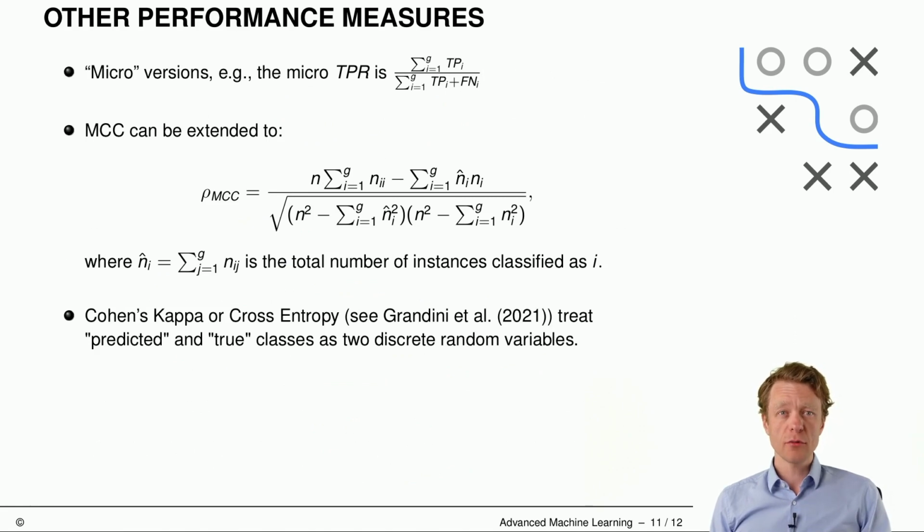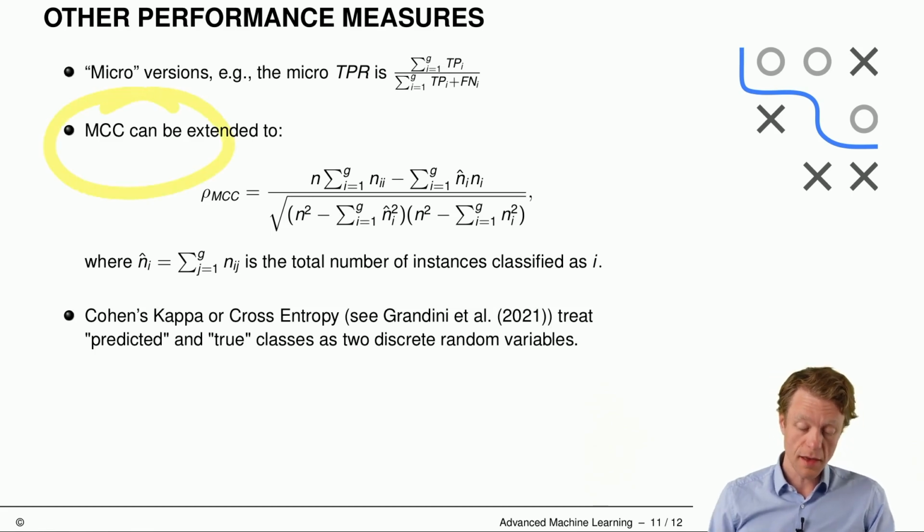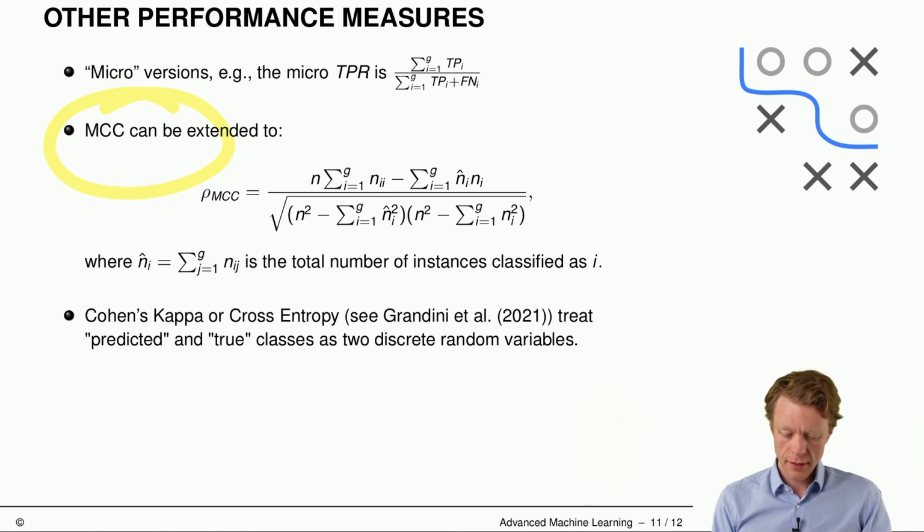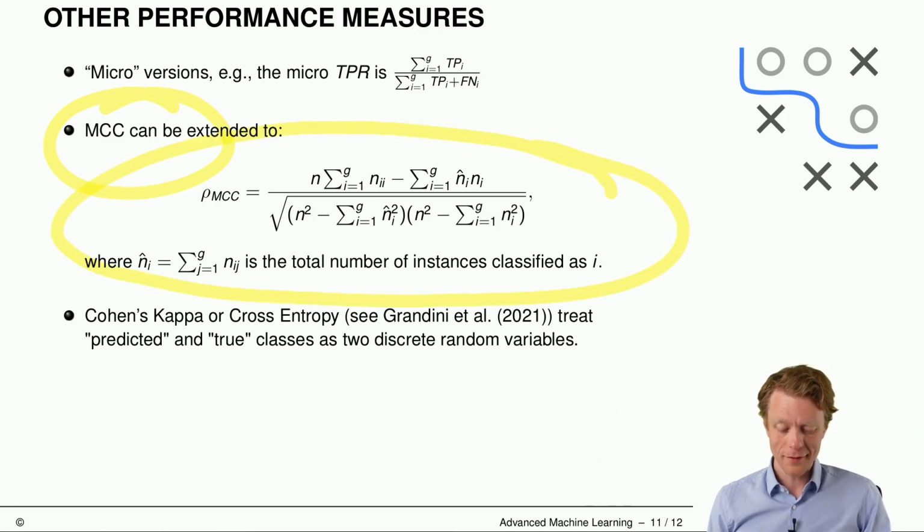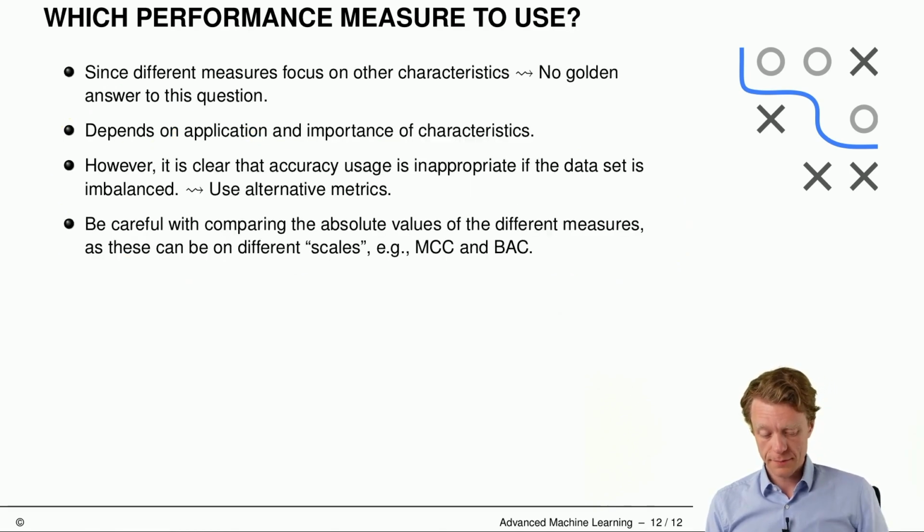Okay, some last performance measures here for a multi-class case. We also have micro versions. So for example, the micro true positive rate is the sum of true positives over all the classes divided by the sum of true positives and false negatives over all the classes. And the Matthews correlation coefficient can be extended to this rather larger formula here, where ni hat is the total number of instances classified as i. Then we have Cohen's kappa or cross entropy that also treat predicted and true classes as two discrete random variables.